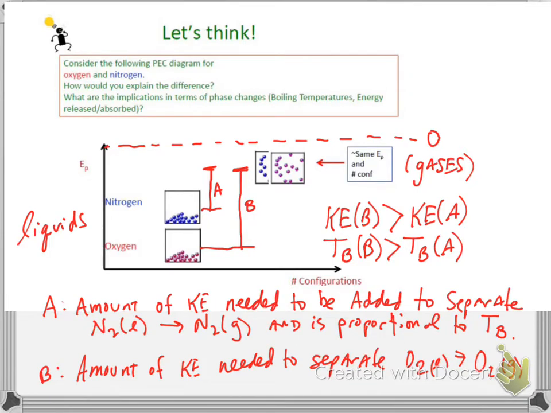So this is the main argument when you're looking at potential energies of substances that are on the same PE diagram: the lower in potential energy they are, going up to the gas phase, we can rank the boiling points this way and relate the total amount of kinetic energy necessary to separate them.